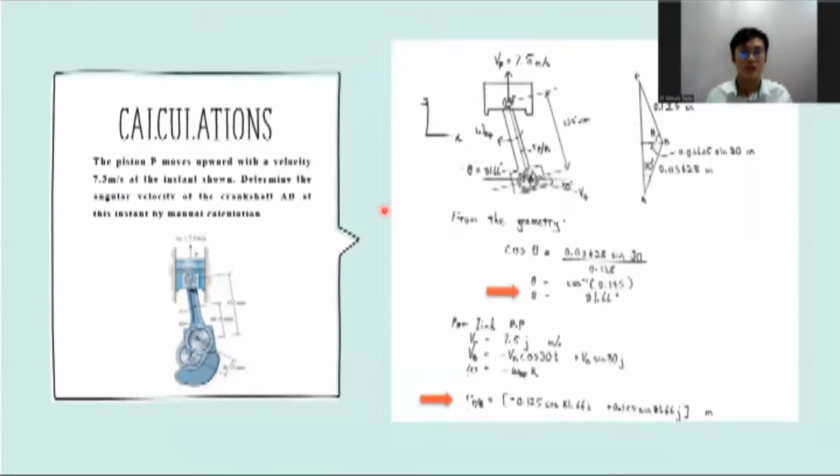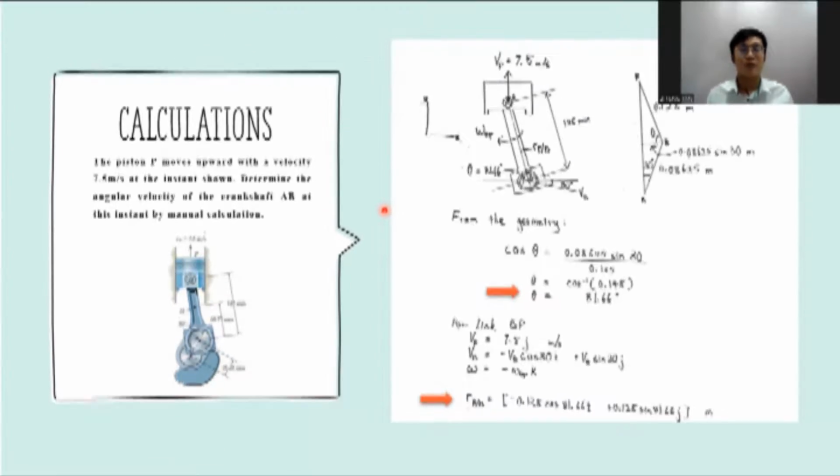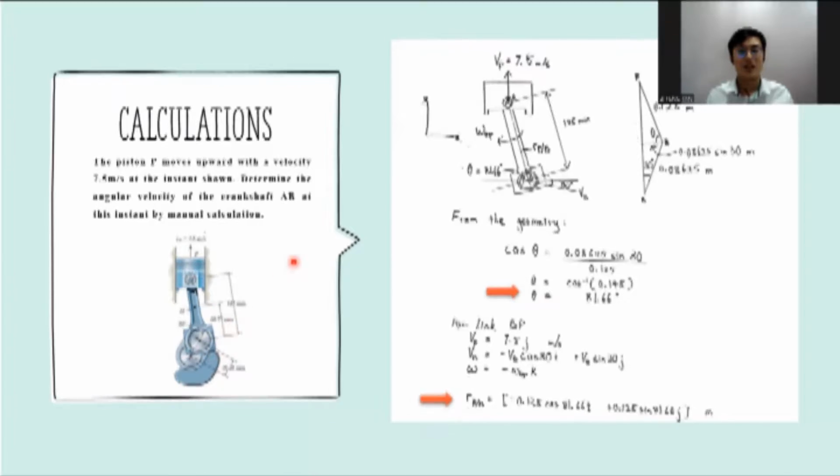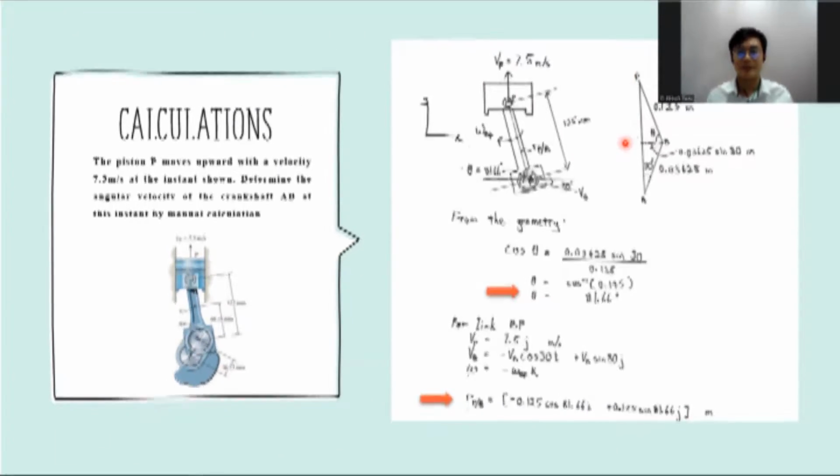So now we will use our manual calculation to solve our problem. The problem shows that the piston P moves out at 7.5 meters per second, and we have to determine the angular velocity of the crankshaft AB at this instant. First, we will draw the free body diagram for our problem, and then we will also draw the geometry. From the geometry, we can define the angle at B.